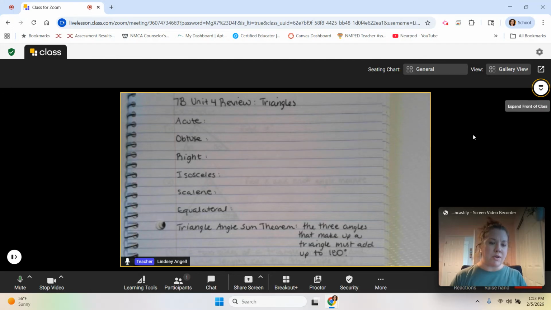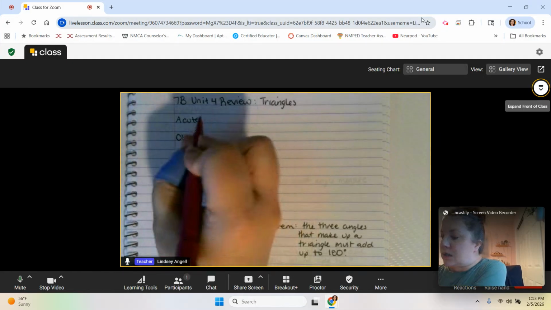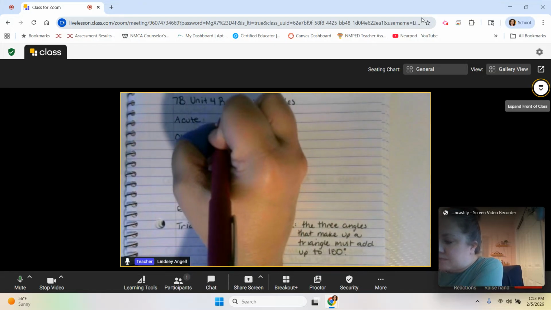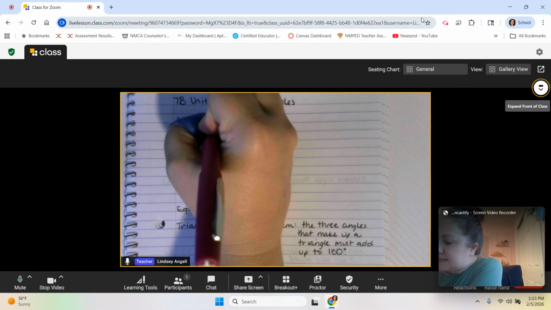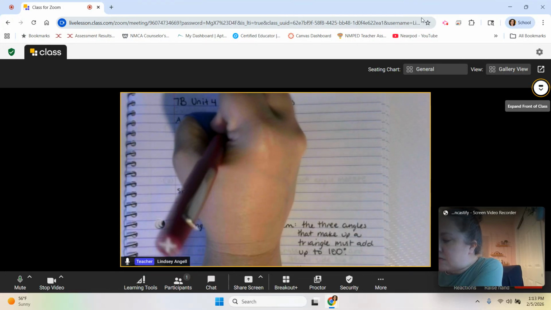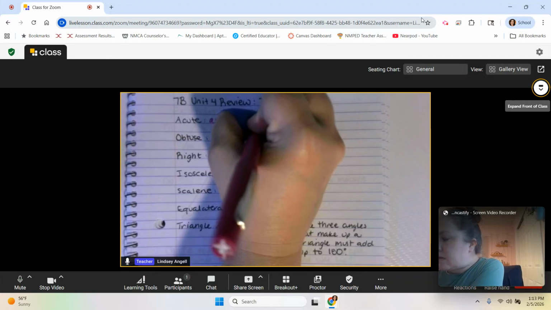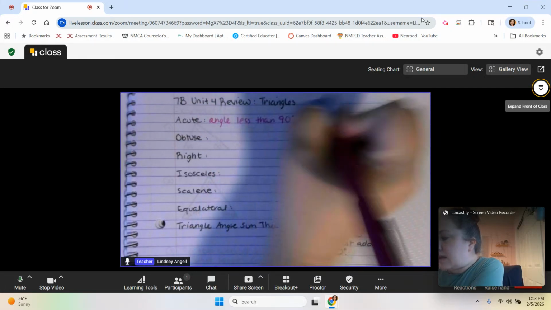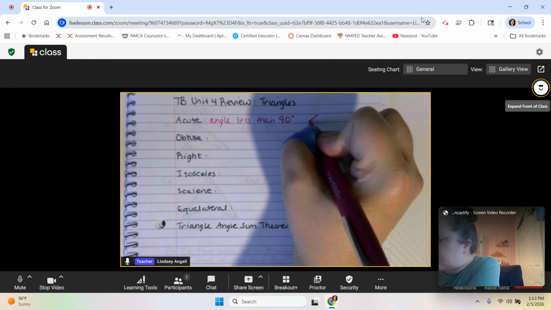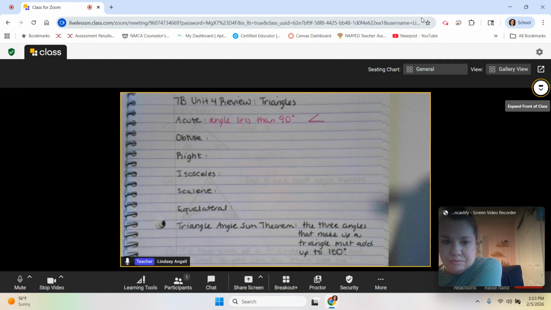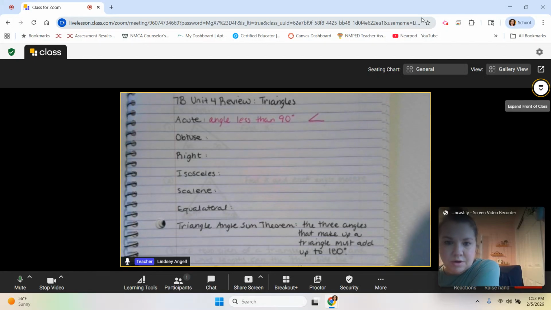So there are a few different things that we need to consider when it comes to triangles, okay? One of those are different definitions. So an acute angle, all right, is an angle less than 90 degrees. So it would look something like that. Okay, not always. It could be skinnier or a little fatter.